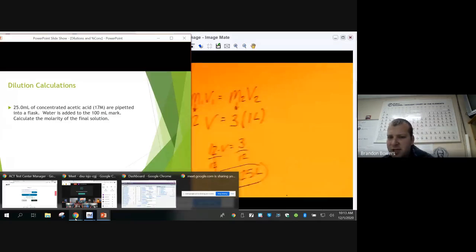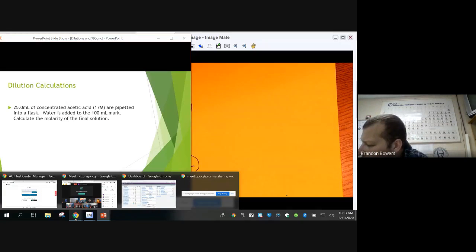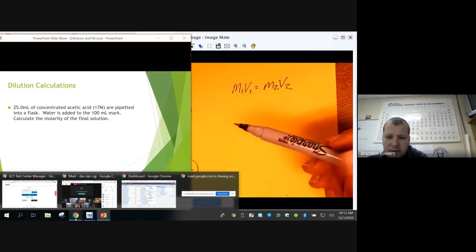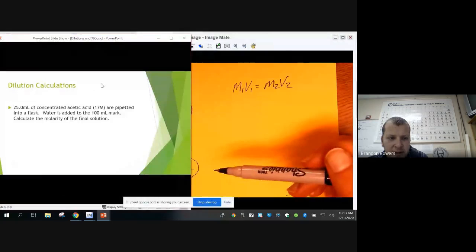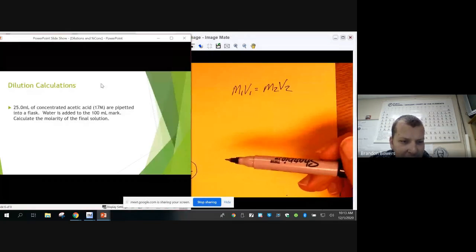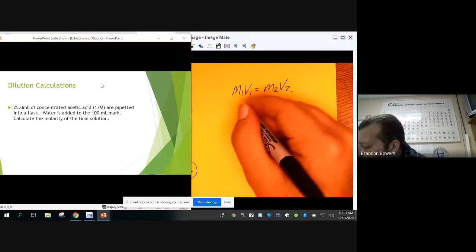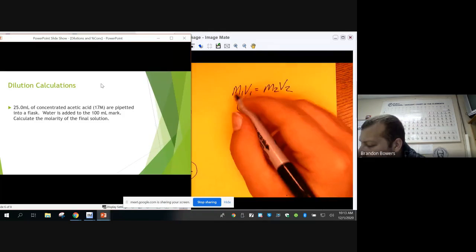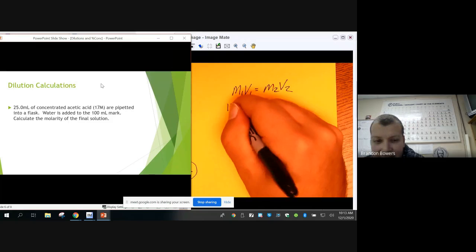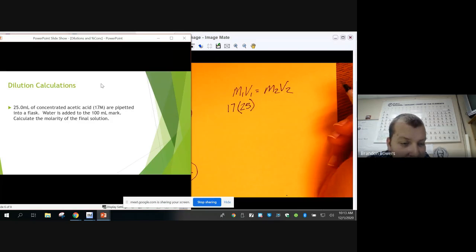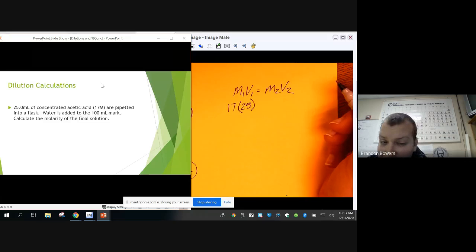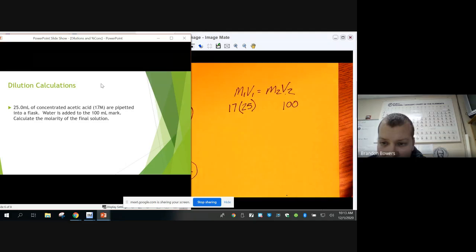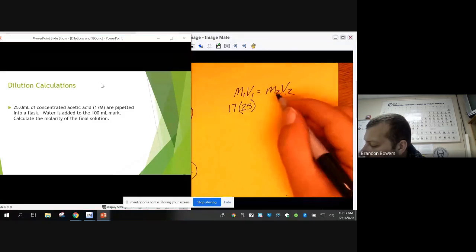All right, so my equation is M1 V1 is equal to M2 V2. And if you look over at the problem, it says 25 milliliters. So that's my volume. So 25 is my volume of a concentrated acid, 17M. So I know 17 is my M. Are pipetted in a flask. Water is added up to the 100 milliliter mark. So my volume in the final product is 100. And all I have to do is solve for M.